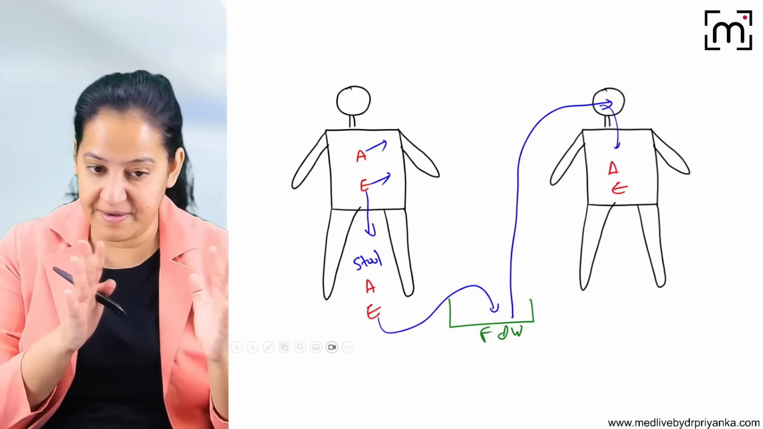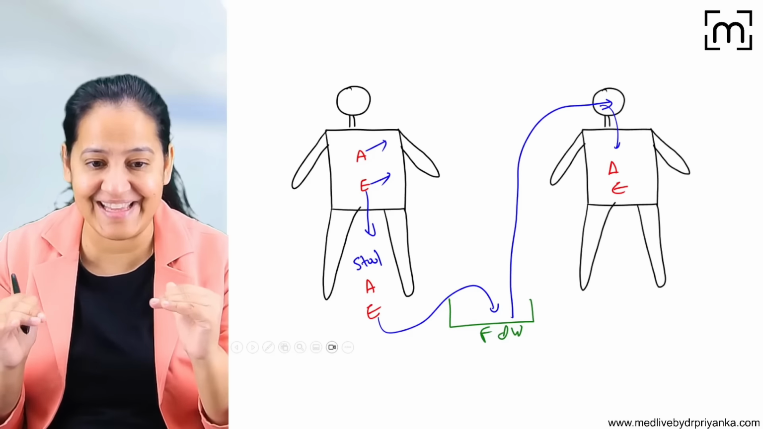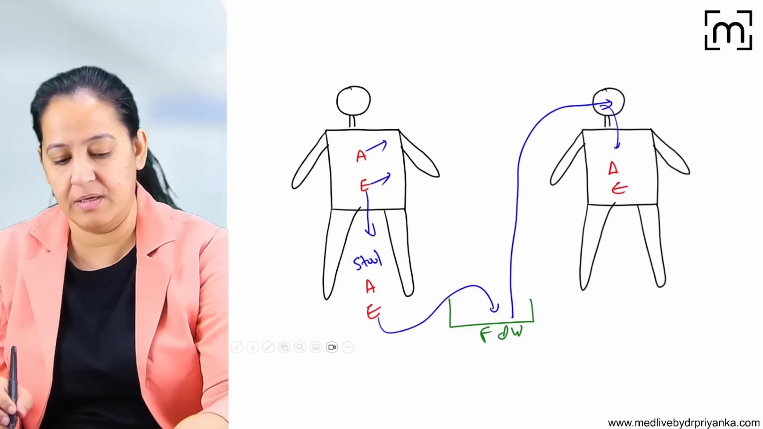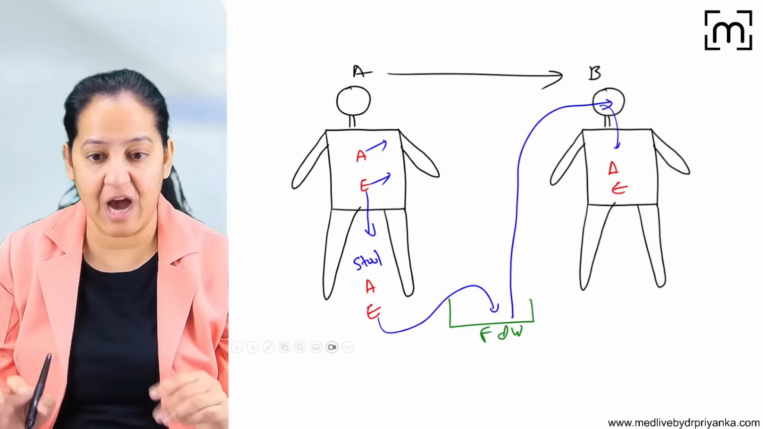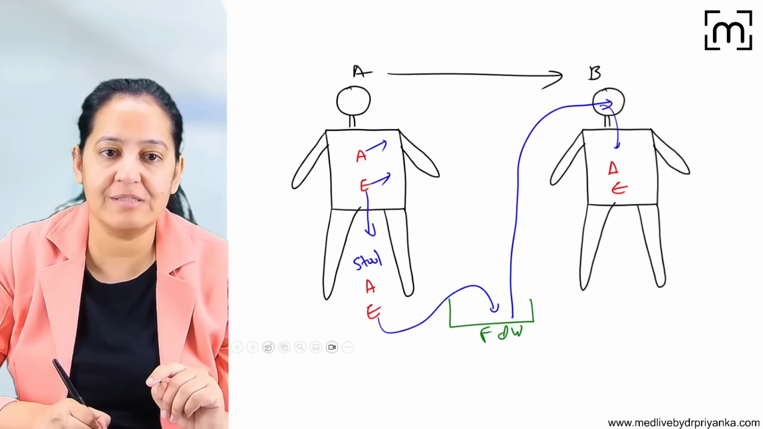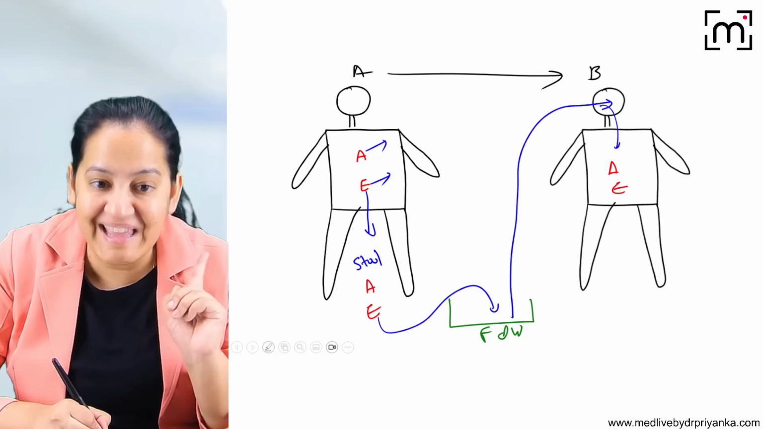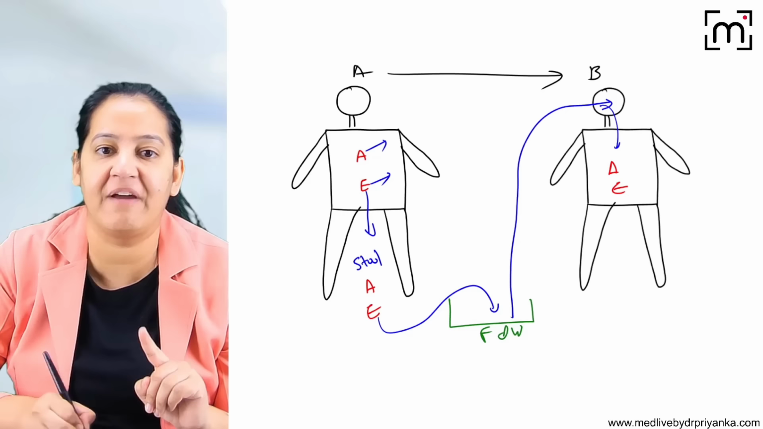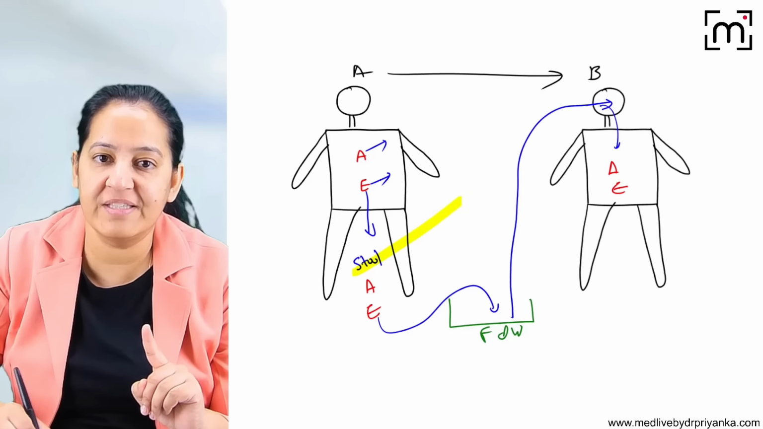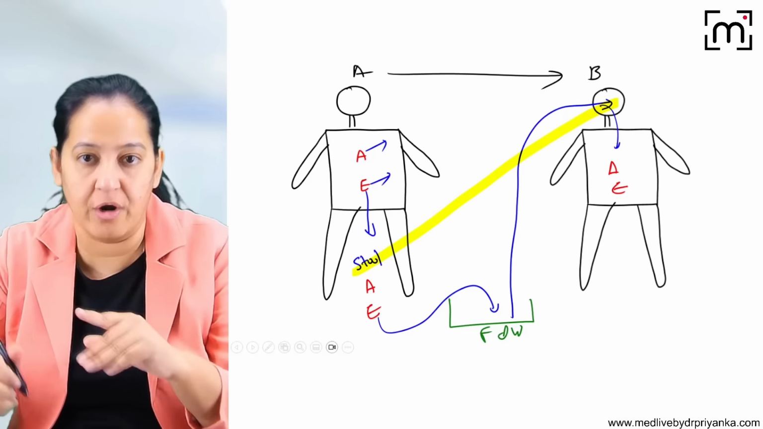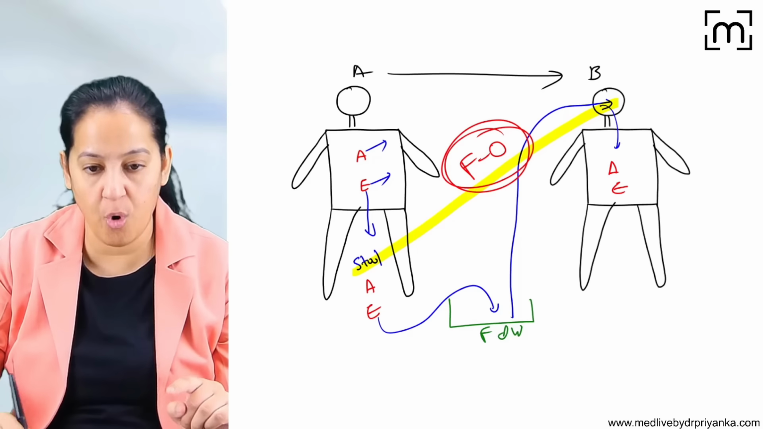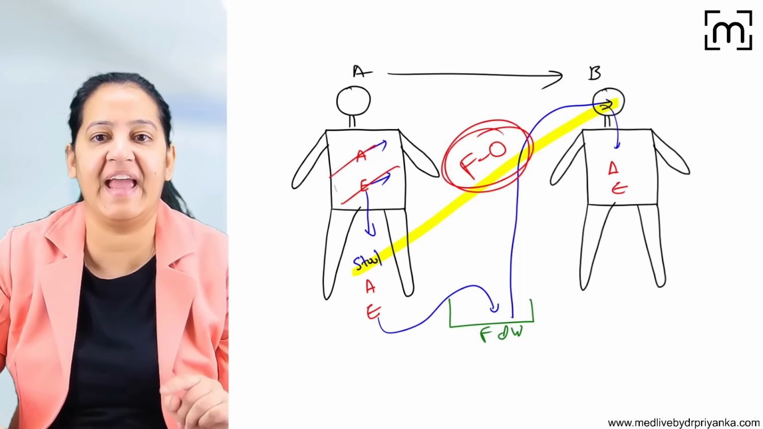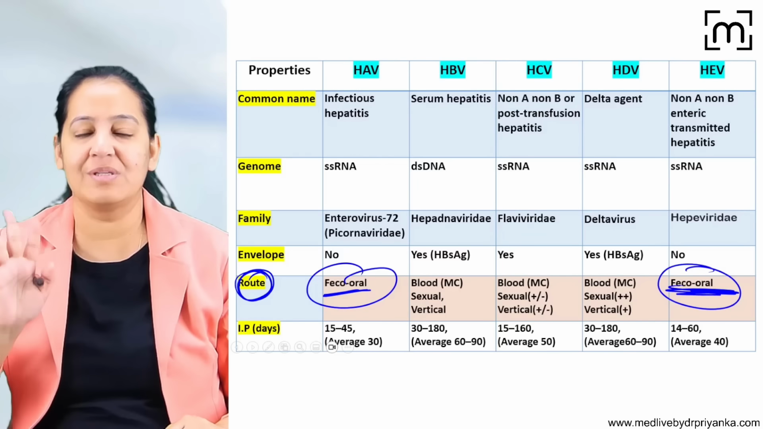So how are hepatitis A and E transmitted from one person to another? This is person A, this is person B. How is it transmitted from A to B? This route is known as the fecal-oral route, from feces to oral. So hepatitis A and E are transmitted by the fecal-oral route, and this route is seen in A and E, not the others.